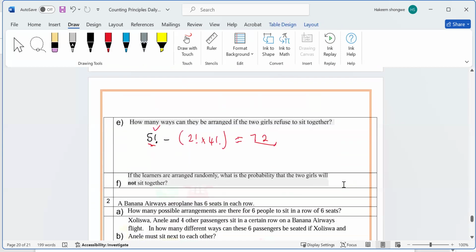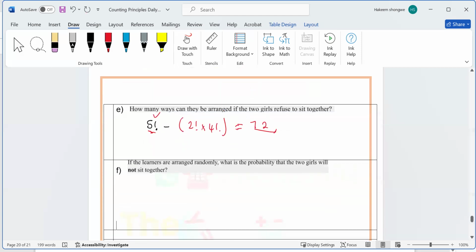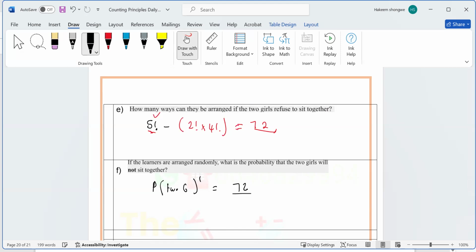Okay, this last one. If the learners are arranged randomly, what is the probability that the two girls will not sit together? This one is straightforward. We already know in how many ways they can not be seated together. And then the last one is just adding the icing to say probability, where there are two girls that are not seated together. Then we're going to say it's 72 over 120. And then what do we get?